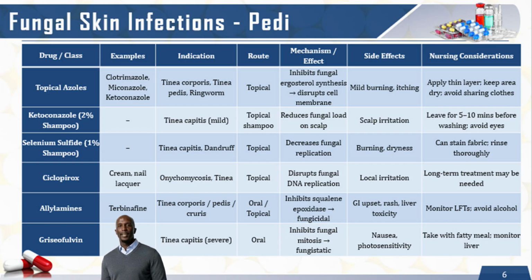Topical azoles like clotrimazole and miconazole treat tinea infections by disrupting fungal cell membranes. Apply a thin layer and keep the area dry. Ketoconazole shampoo reduces scalp fungal load. Leave for 5 to 10 minutes. Selenium sulfide decreases fungal replication but may cause dryness. Ciclopirox disrupts DNA replication, requiring long-term use for onychomycosis.